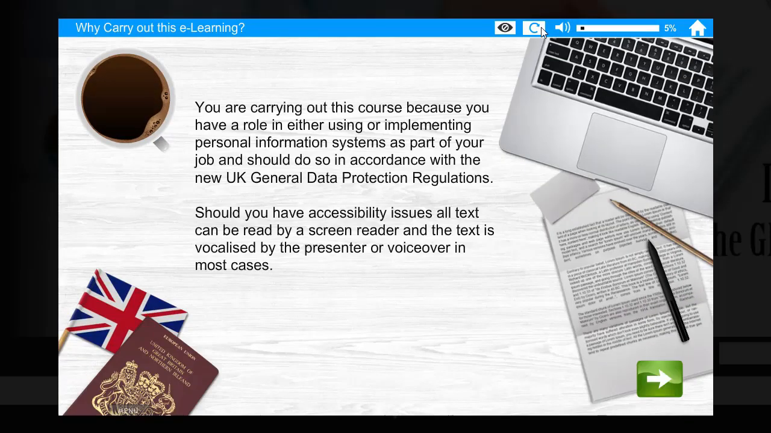As part of your job, you are carrying out this course because you have a role in either using or implementing personal information systems, and should do so in accordance with the new UK General Data Protection Regulations. Should you have accessibility issues, all text can be read by a screen reader and the text is vocalised by the presenter or voiceover in most cases.